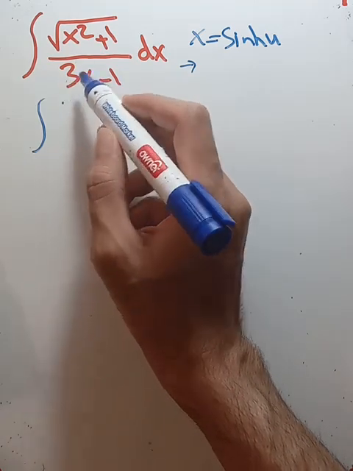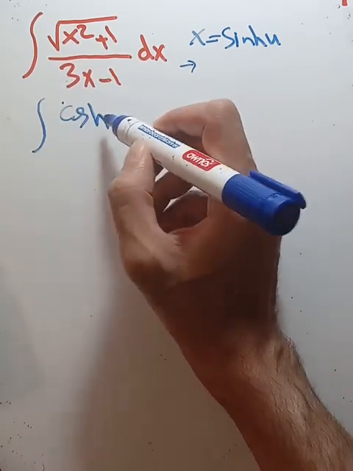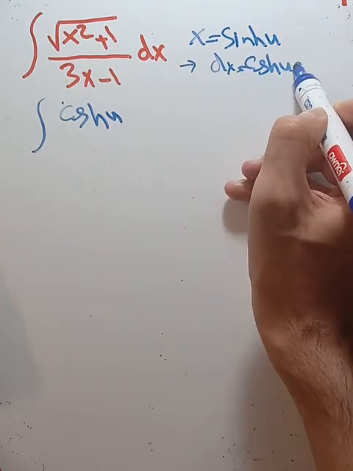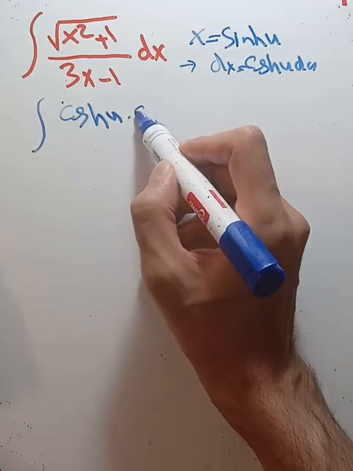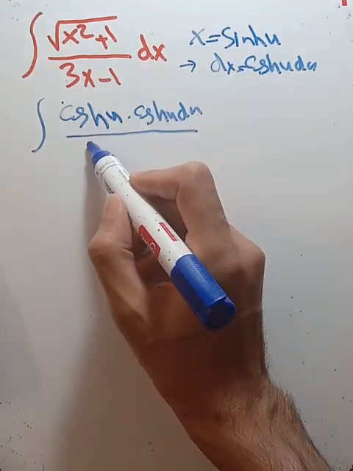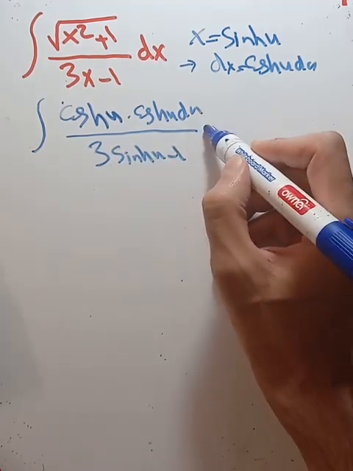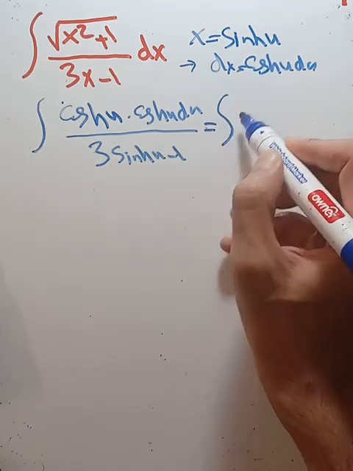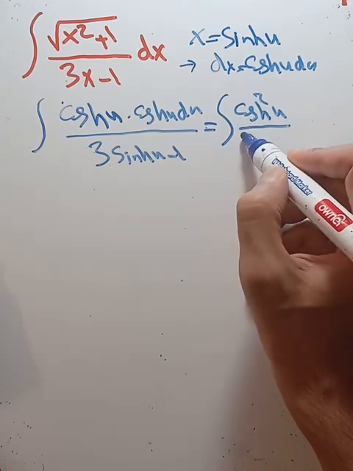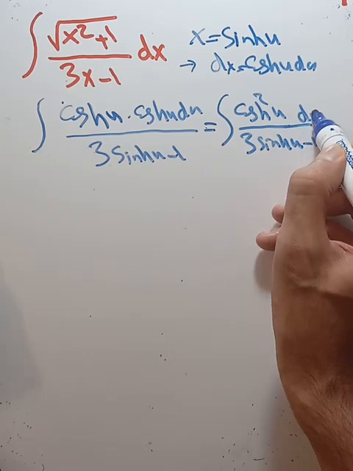hyperbolic, and as cosine hyperbolic is always positive, this would be cosine hyperbolic of u, and the dx from here is cosine hyperbolic u du. So cosine hyperbolic u du, and this is 3 sine hyperbolic u minus 1, which is equal to cosine hyperbolic squared u over 3 sine hyperbolic u minus 1 du.